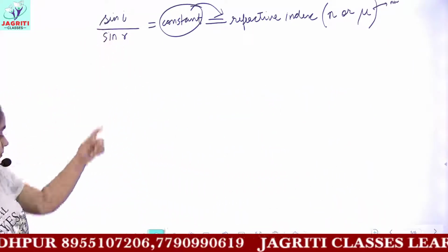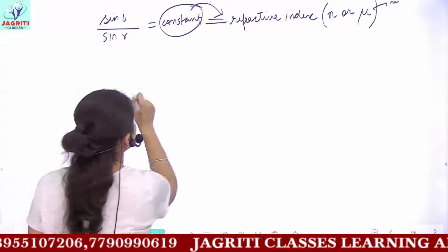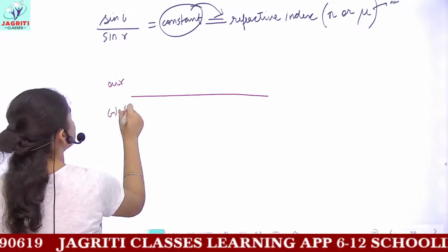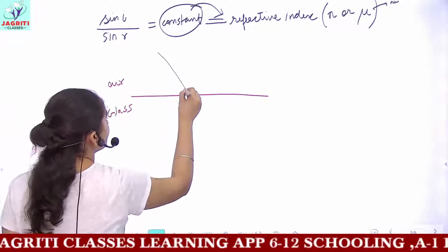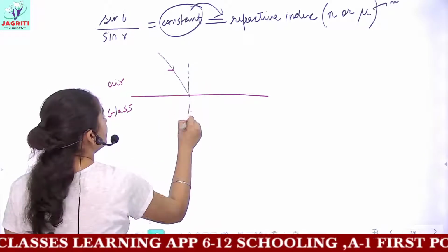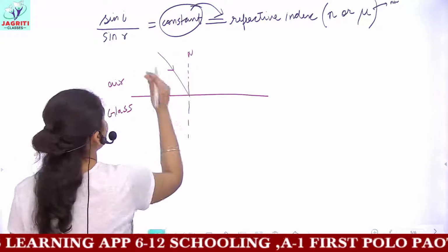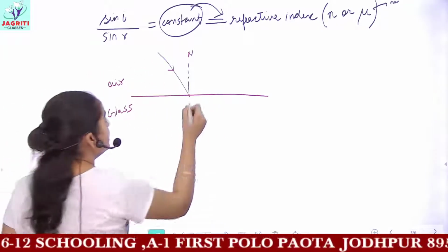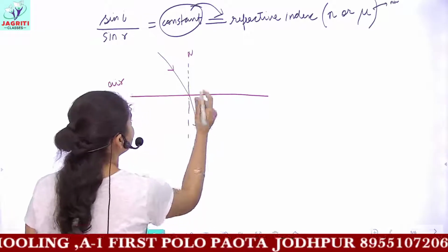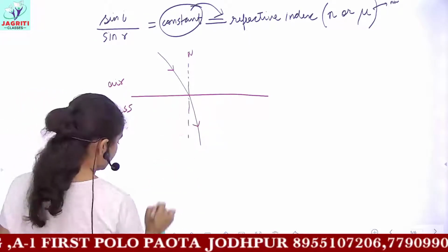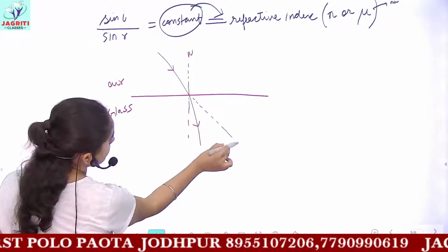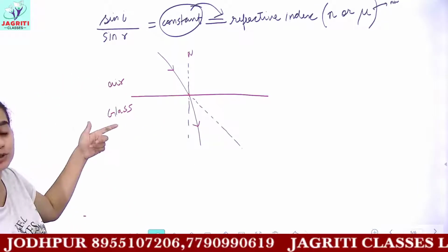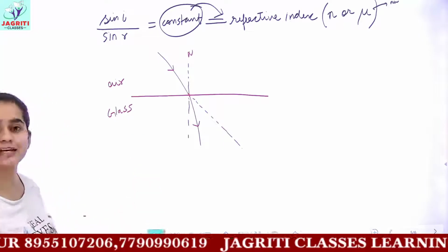So let me try to explain this. You have an interface, with air above and glass below. This is your incident ray, and this one is the normal. When the incident ray enters from a rarer to a denser medium, it should go straight, but because the medium is changing, it gets bent, and the bend is towards the normal. The original path of the incident ray was this, but now it bent towards the normal because it is entering from a rarer to a denser medium. This bending is known as refraction.